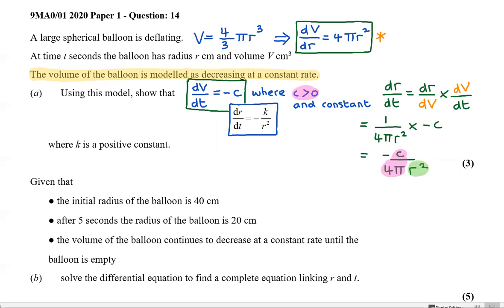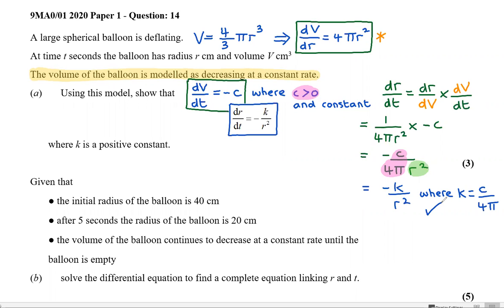And we can also state that this is equal to minus k over r squared, where k is equal to c over 4 pi. Remember, you can redefine constants as much as you want. Okay, c and 4 pi are constants. If you do a constant divided by a constant, that is also a constant. So we've shown that without too much trouble.